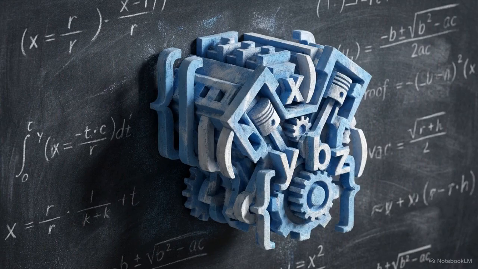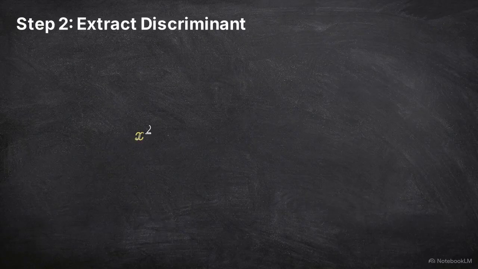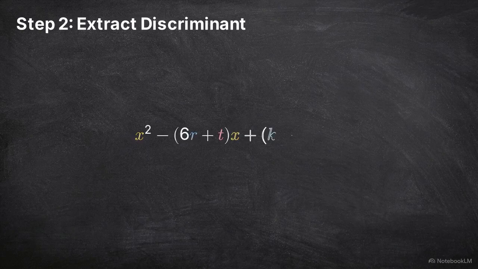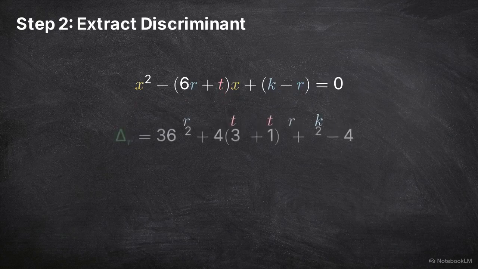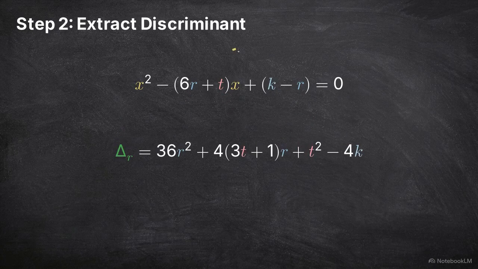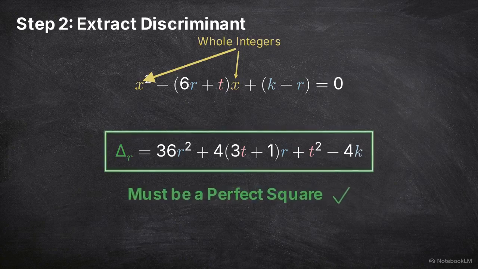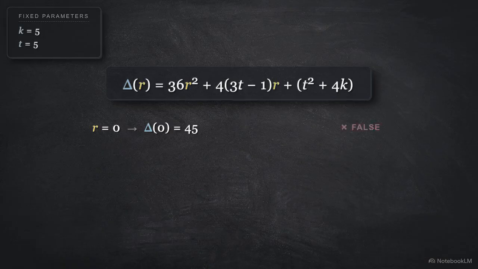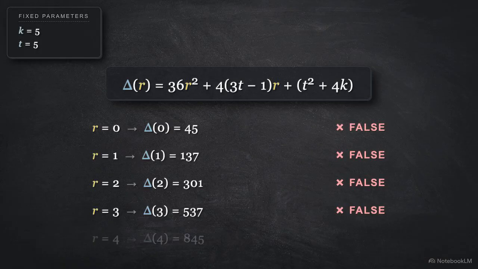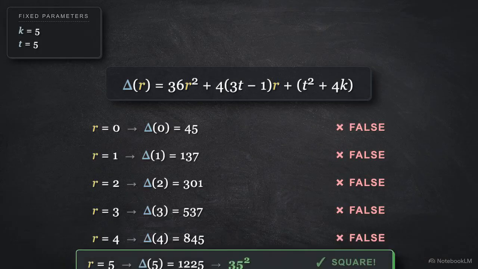We begin with a parametrized quadratic equation that will serve as the engine for this algorithm. The equation structure is x squared minus the quantity 6r plus t times x plus k minus r equals 0. We extract its discriminant, delta r. The roots are whole integers only if this evaluates to a perfect square. The entire algorithmic goal is now an iterative search for the variable r that satisfies this perfect square condition.